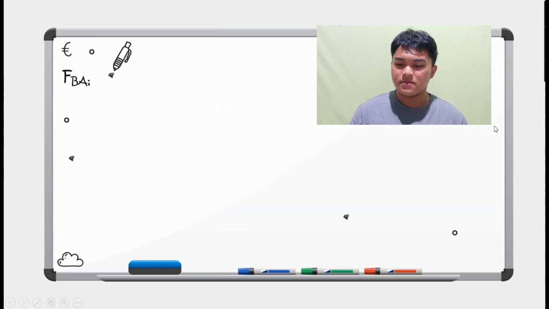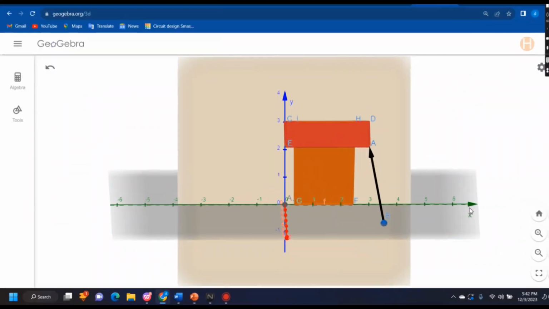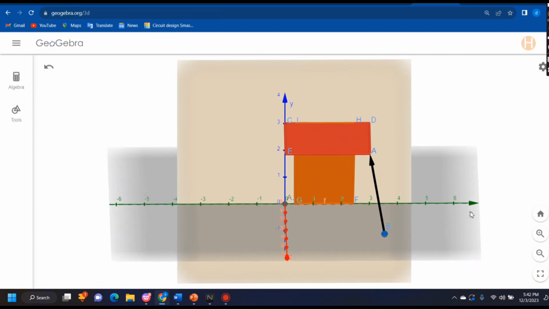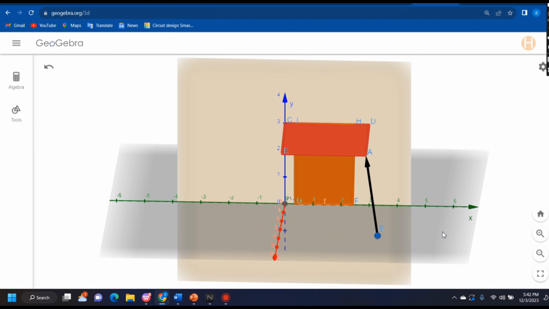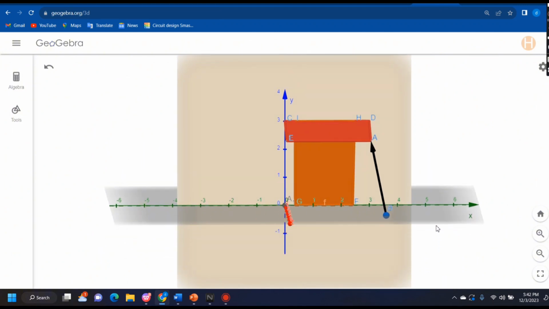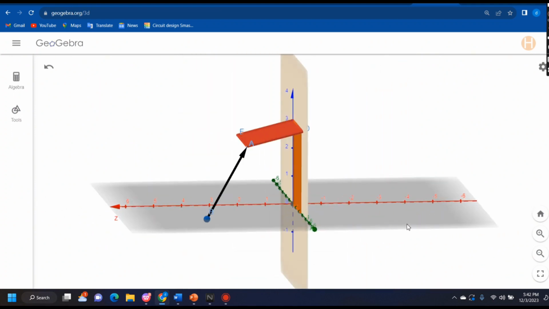In finding the components of FBA, we will take a look at this in 3D perspective. As we can see in here, we have our 3D version of our figure earlier. This is the force that is acting on point A. This is force AB. What we are going to do with this figure is find its components along the Z, Y, and X axes. But first, take note that the force is going upward, so our value for the Y axis later on should be positive. And let's take a look at this side.